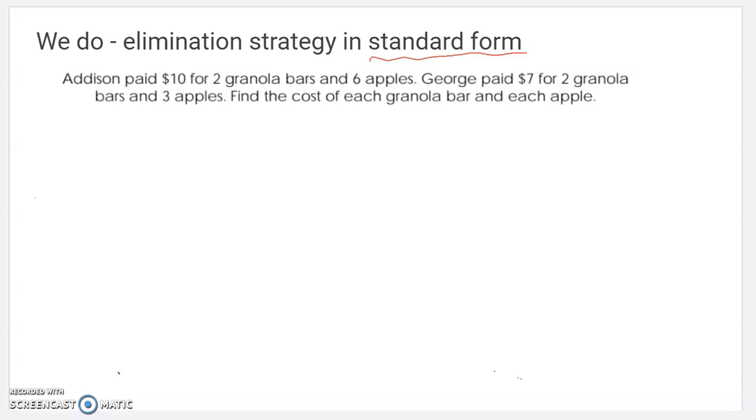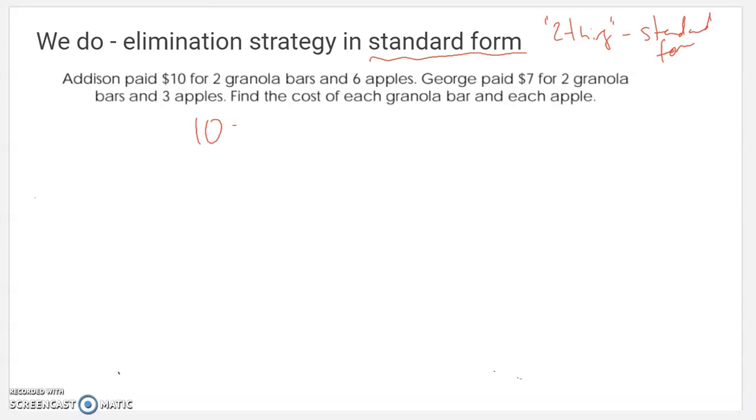Addison paid $10 for 2 granola bars and 6 apples. George paid $7 for 2 granola bars and 3 apples. Find the cost of each one. So I guess first thing to notice, this is a two things equation, so to speak, not a slope and y-intercept one. So we're going to expect a standard form equation to appear.